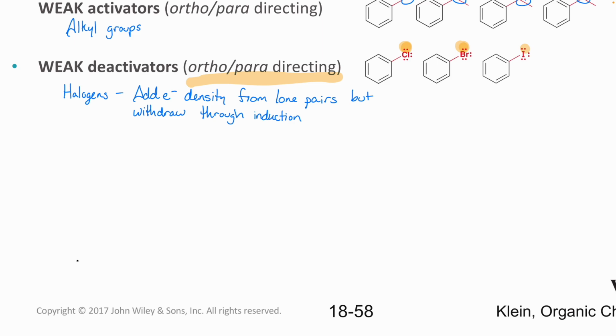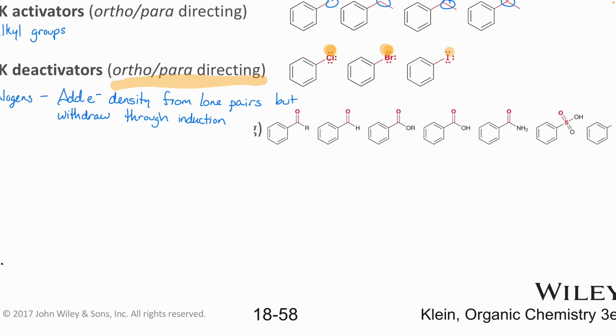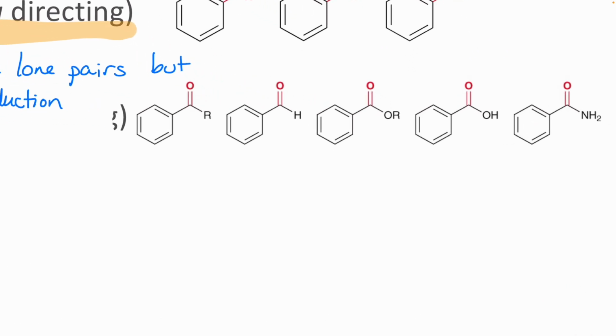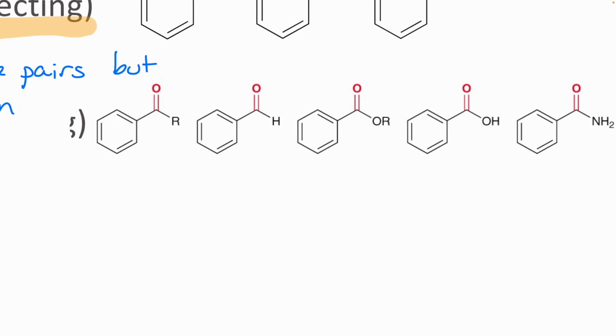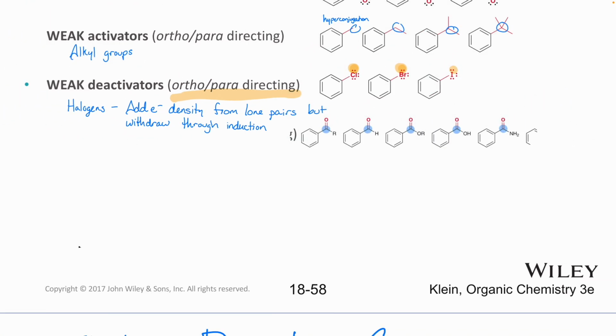All right, our next category. Let's just look at these ones first. What do these all have in common? That carbonyl carbon directly bound to that ring. So what does that make these? Ortho-para or meta directing? Meta directing. So these are our moderate deactivators, our moderate meta directors.